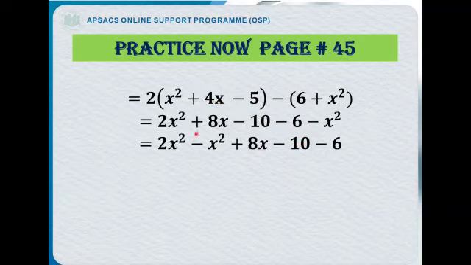Plus minus minus, 8x as it is, minus minus plus, but the sign will come of the greater number. Remember? Let's see how. Plus minus minus x square plus 8x, minus minus plus, so 10 plus 6, 16, but the sign comes of the greater number. Clear?